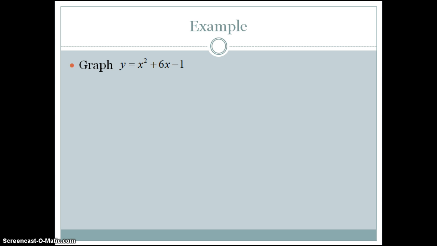Let's go through an example. Okay, so these examples for the most part are going to look like this. Y equals, and this time it's x squared plus 6x plus 1. Okay, we want to graph this.